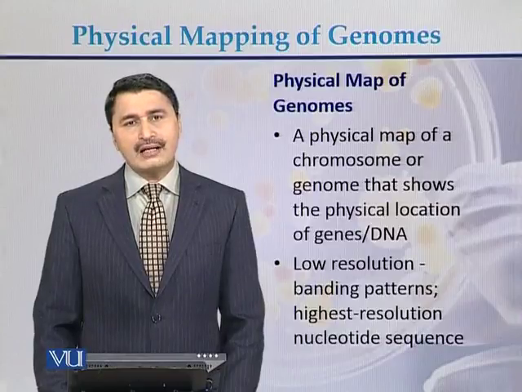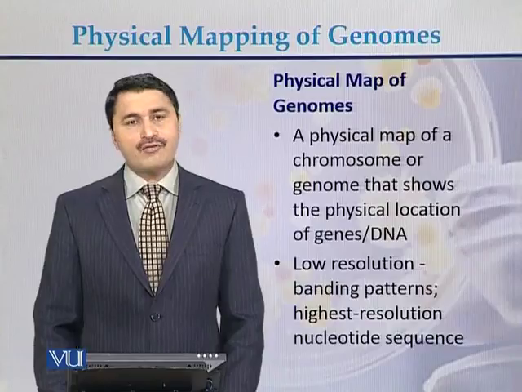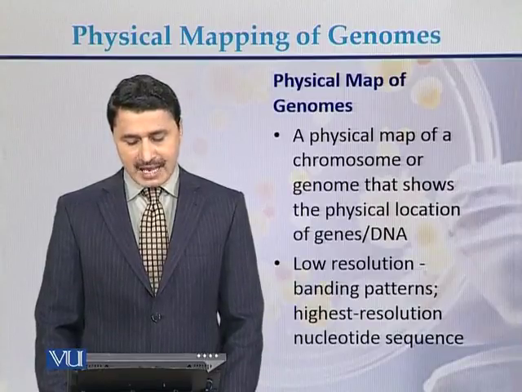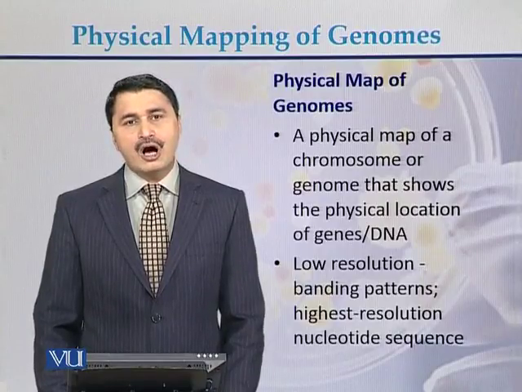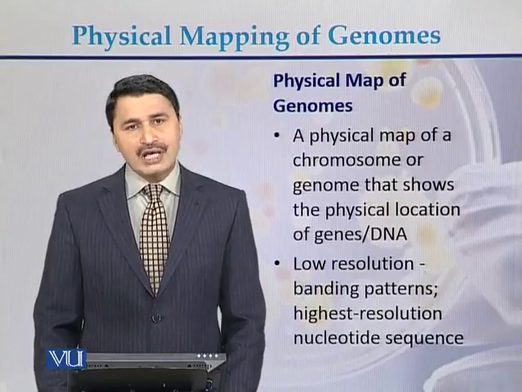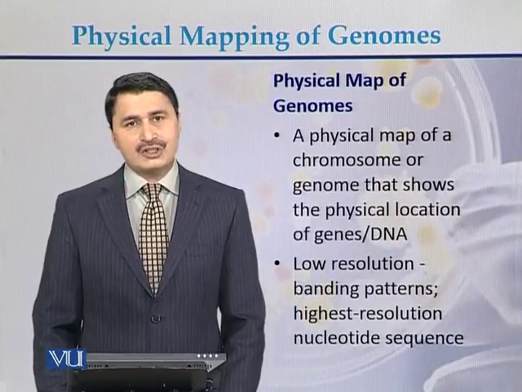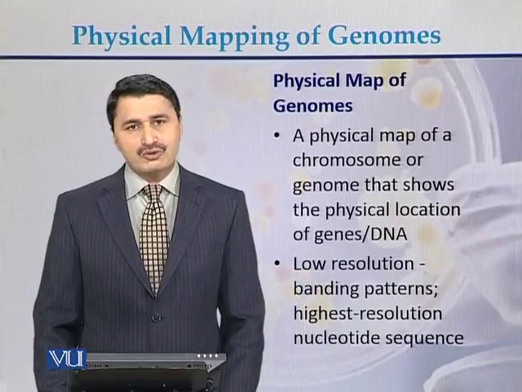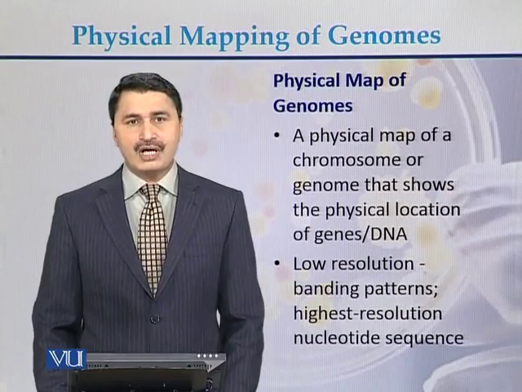So to conclude, a physical map of a chromosome or a physical map of a genome is a map that shows the exact location of the genes or the exact sequence of the DNA. The lowest resolution physical map is the banding pattern, which is called the cytogenetic map, and the highest resolution physical map is the nucleotide sequence of the genomes.